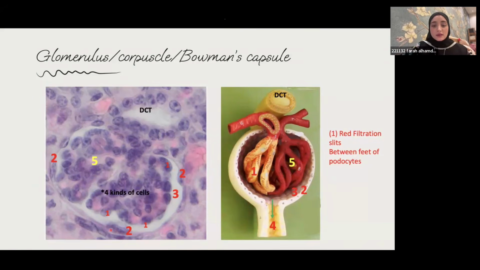This, number three, is the Bowman's space, okay? And this is where urine just moves from Bowman's space to the proximal convoluted tubule, okay? And number five is basically telling you that there are mesangial cells in between these capillaries, in between the glomerulus. So in these spaces here, you would have mesangial cells. And then this is the parietal part of Bowman's capsule, or the outside part of Bowman's capsule, which is simple squamous epithelium, which is here. This is simple squamous. Okay.